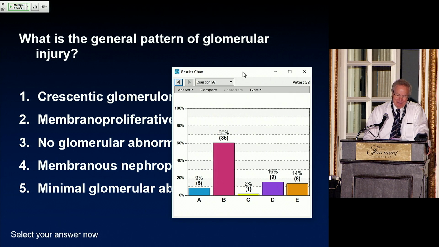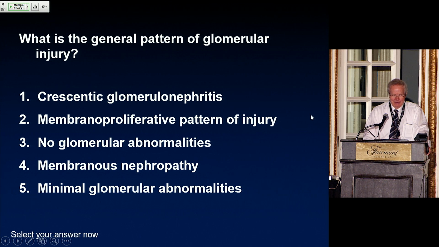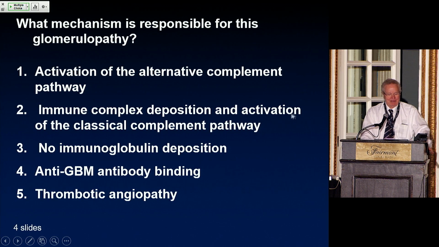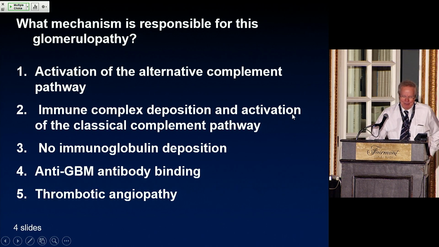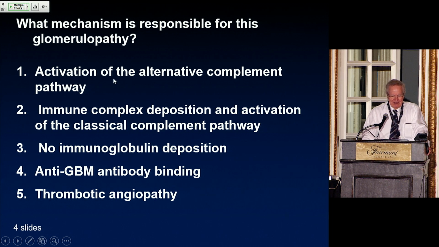But then again, what does it tell you? I would argue very often not very much. So I'm going to show you 4 additional slides now. And then you need to answer, is it activation of complement via the alternative pathway, immune complex deposition or activation of classical, no immunoglobulin, anti-GBM, or thrombotic angiopathy?